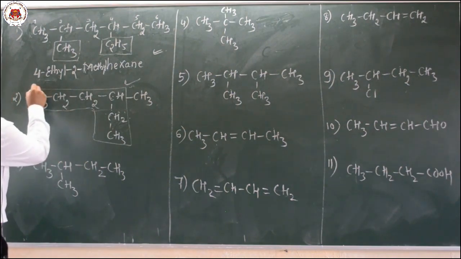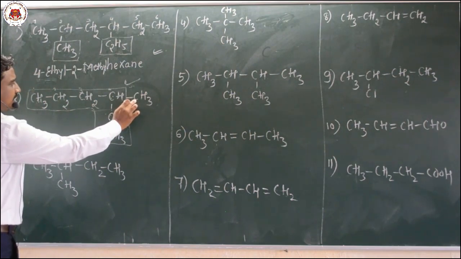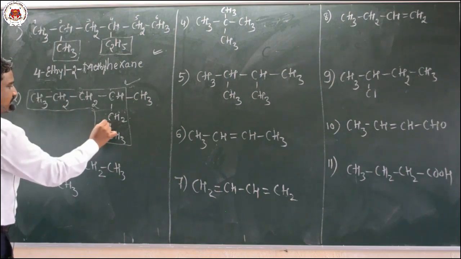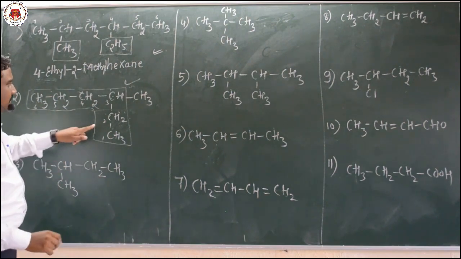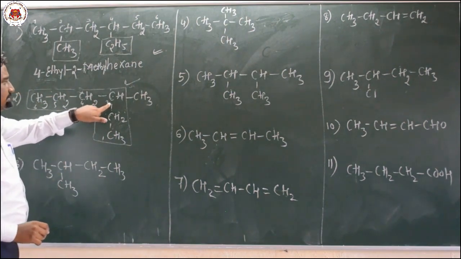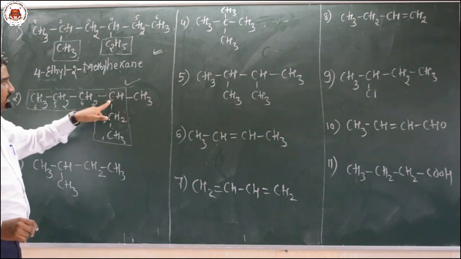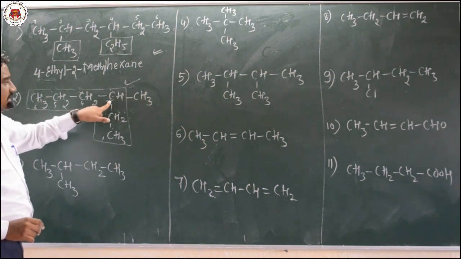So from this side, 1, 2, 3, 4. Fourth position gets what here? Branched carbon atom. So at the fourth position we have a substituent group. If you put the number from this side, 1, 2, 3, 4, 5, 6, here what happened? Third carbon will get what here? Substituent group. We have a substituent group at the third carbon atom. I mean the branch is there at the third carbon atom.